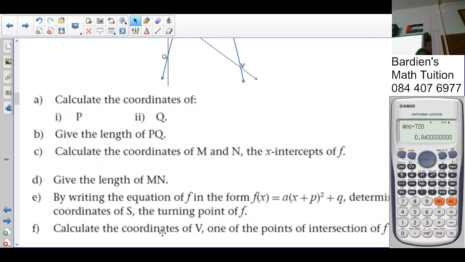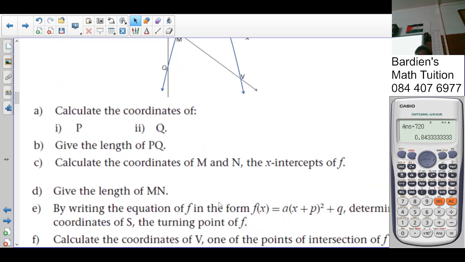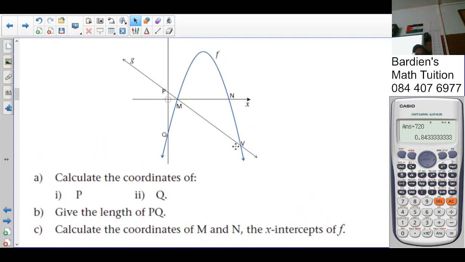You must then write the equation of f in the form f of x equals a into x plus p all squared plus q. How do we do that? Who can remember we did it in first term? Complete the square. You remember you had to complete the square? Yes, so that is that. From that you can read the turning point off. The coordinates of V, which is one of the points of intersection. How do you calculate V? Set the two graphs equal to each other.